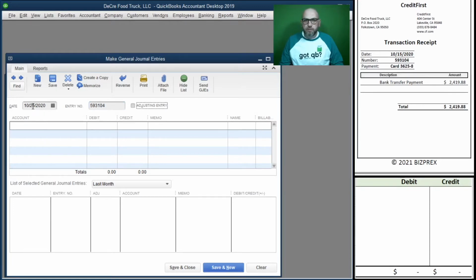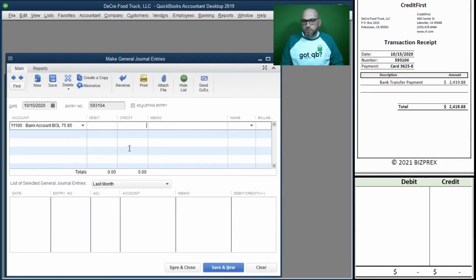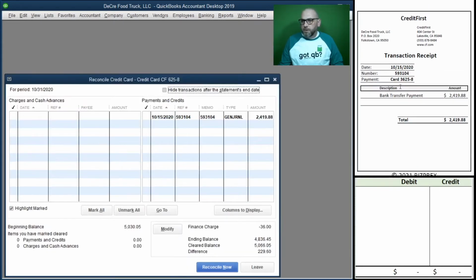Okay, make sure we have the correct date. Okay, so what's happening? We know we're paying out of our bank account, right? So here's our bank account. It is reduced through credits. All right, what else is happening? Well, our credit card liability is going down as well because we're paying it down, right? We take money from our bank, we pay it to our credit card, liability is reduced, liabilities are reduced through debits, right? And the bank account is an asset, money is leaving that account, and therefore it's reduced through credits. So here we are. All right, see it's showing up now.